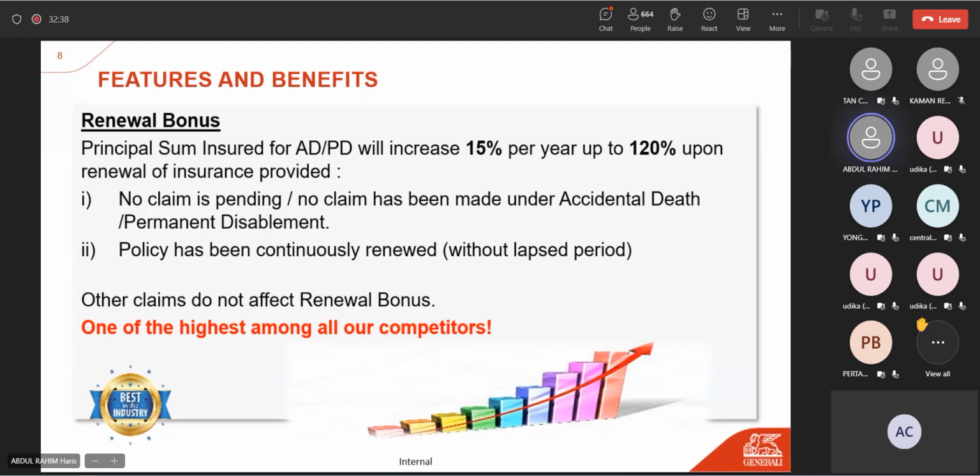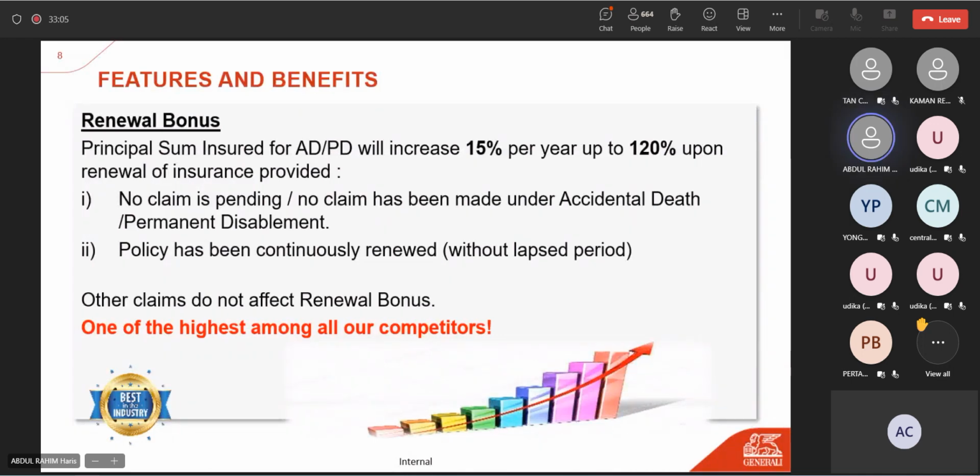I'll come back to you on the additional renewal bonus once the claim has been made, whether renewal bonus will continue. Permanent disablement claims generally, I'll come back to you on that part. So let me just carry on. It's quite a lot we have to go through before I pass on to the system side. I'll come back to you on that question.